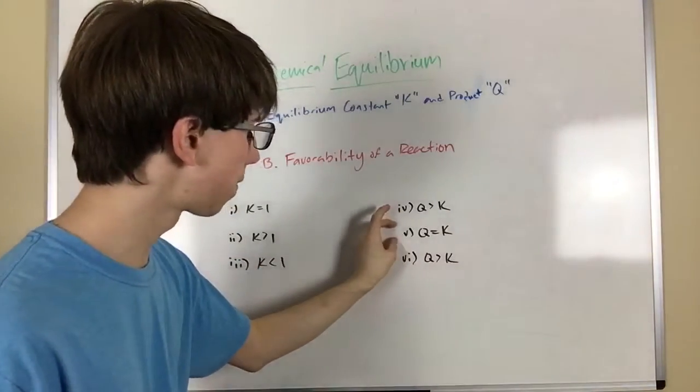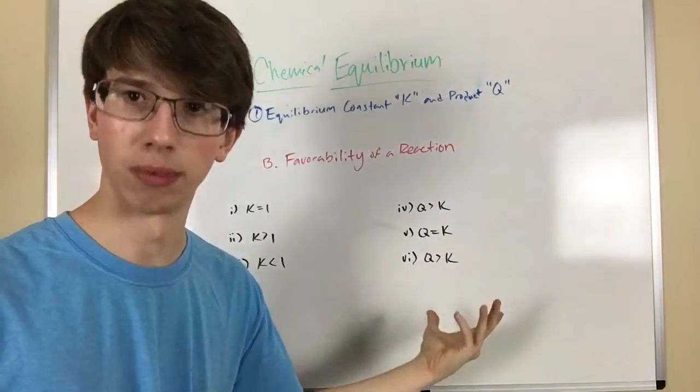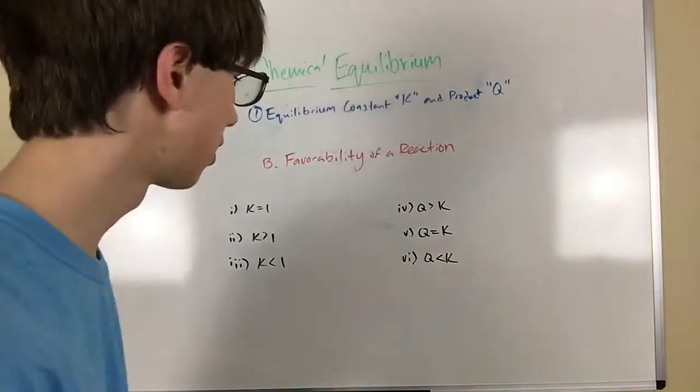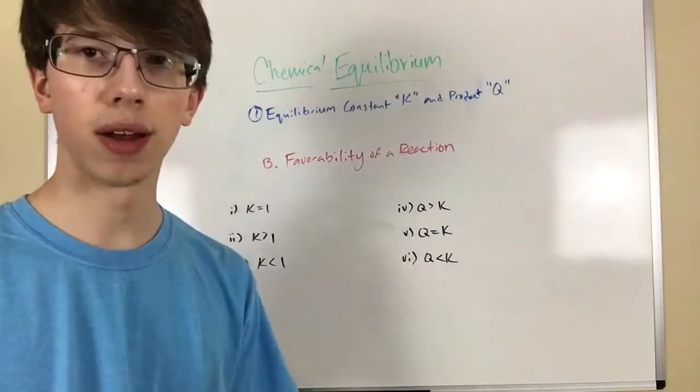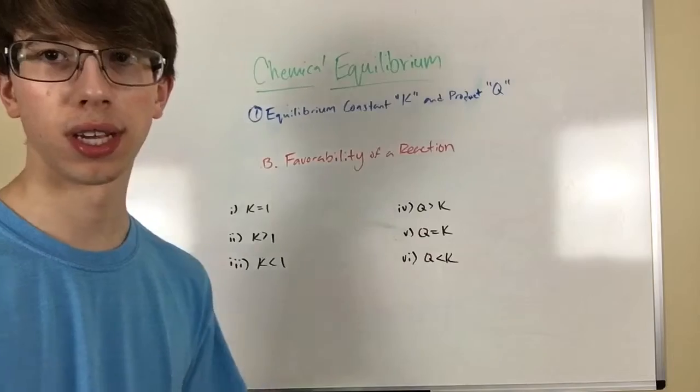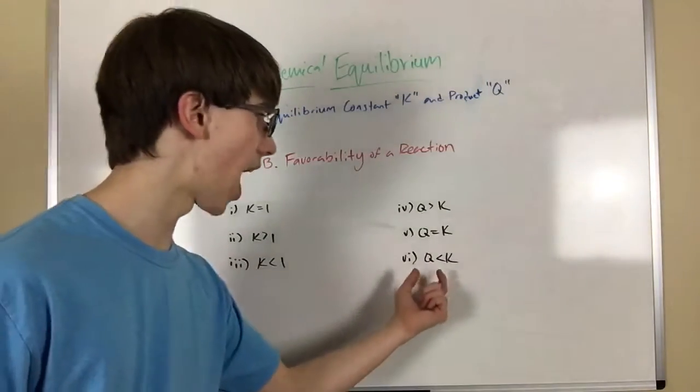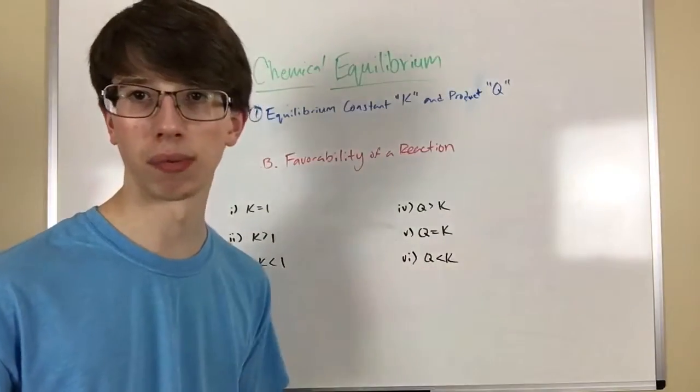Q is equal to K. That means we're at equilibrium. Q is less than K. That means that we are forming more products. It means that originally you had more reactants, and now you're forming more products.